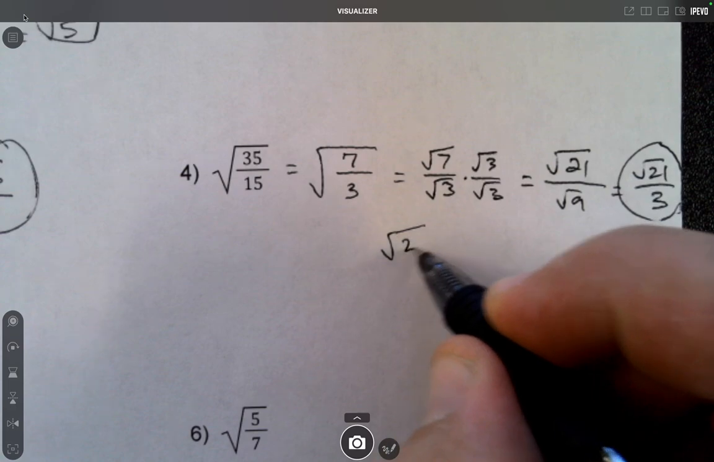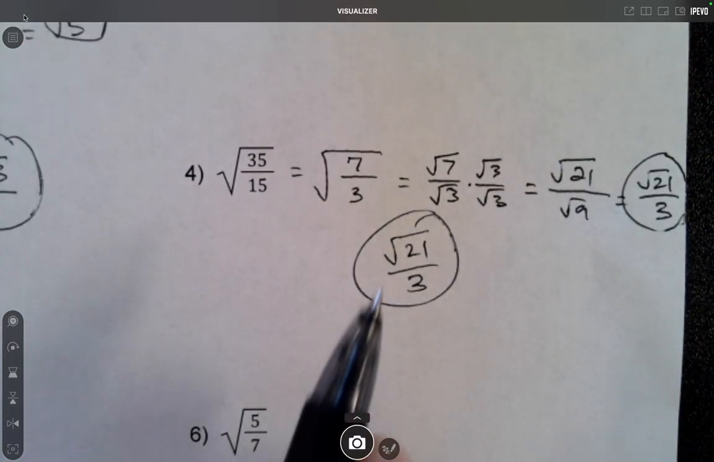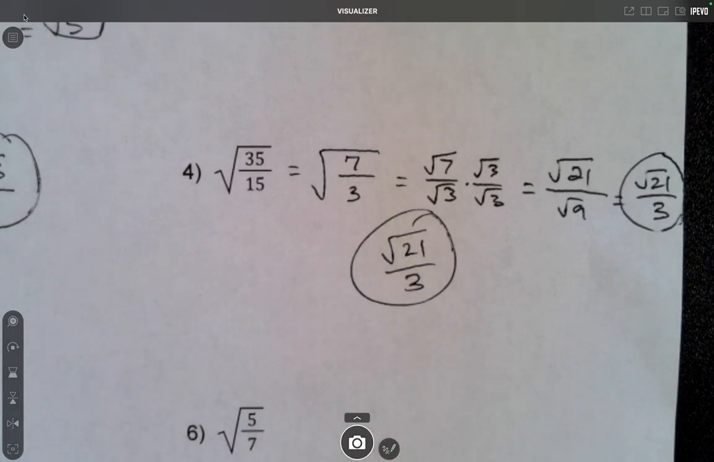I'm just going to rewrite it down here so it's more visible. But we cannot simplify this because even though 21 and 3 are both divisible by 3, 21 is inside of the square root, 3 is outside the square root, and we can't mix those together or reduce them when they're not both in or both out.